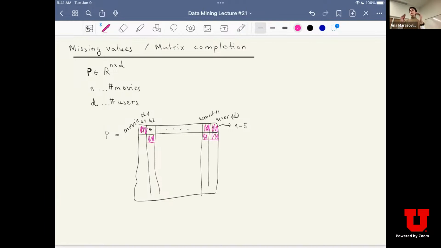And next time, I will walk you through the exact algorithm, how we calculate that low rank approximation, which will be based on SVD and everything you know.